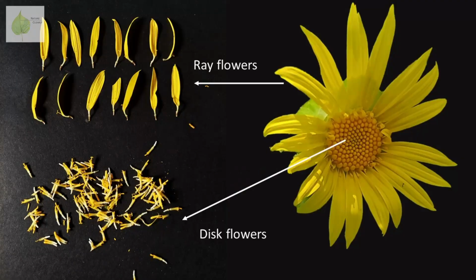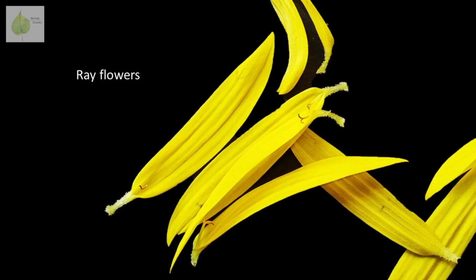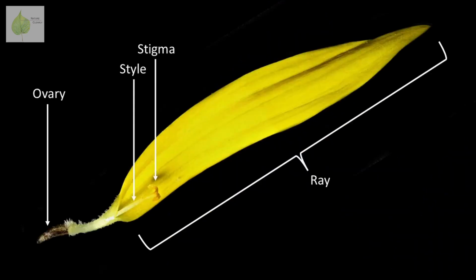Let me dissect this flower head so you can see the individual flowers closely. So all these parts are individual ray flowers. When we look closely, we can see this flat strap-like part. That's the corolla, and we referred to it as a ray. Lower down, there is a stigma on a style. That's the female reproductive structure. On the very bottom of this ray flower, we can see an ovary that will develop into a fruit.